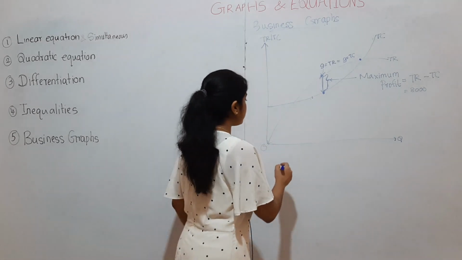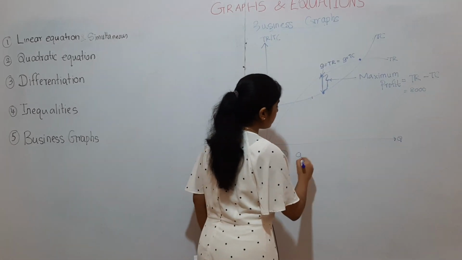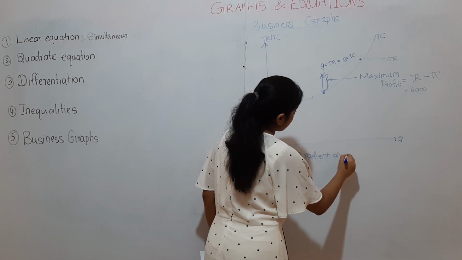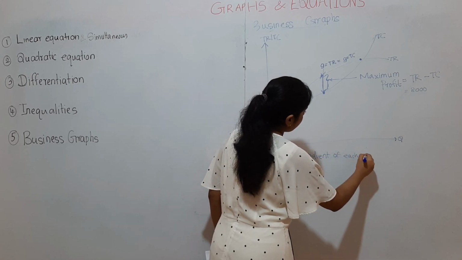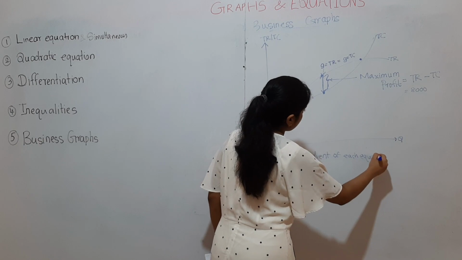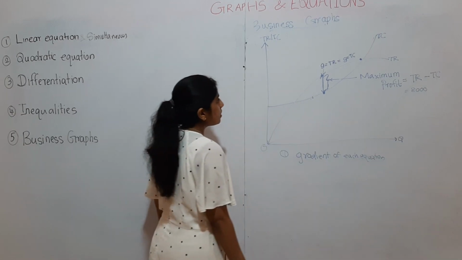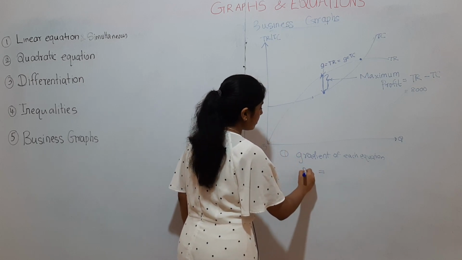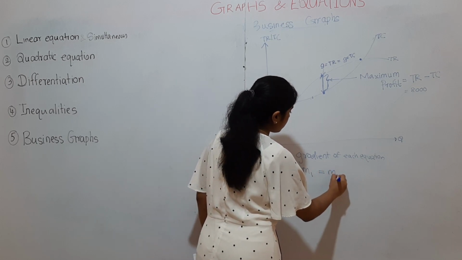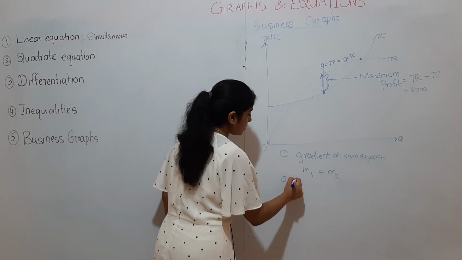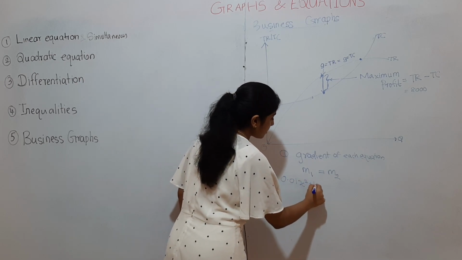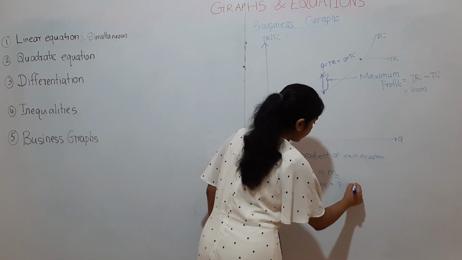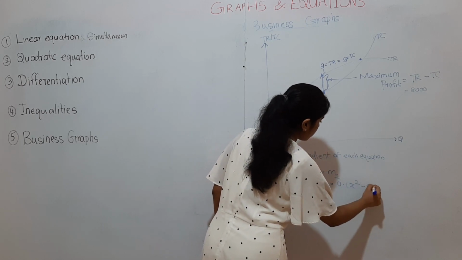Then the first step is for you to find the gradient of each equation and then equate both gradients. Gradient 1 equals gradient 2. So for example, you might get 0.01x squared plus 100x is equal to 0.1x squared minus 20x.